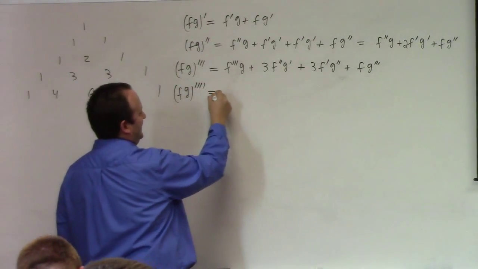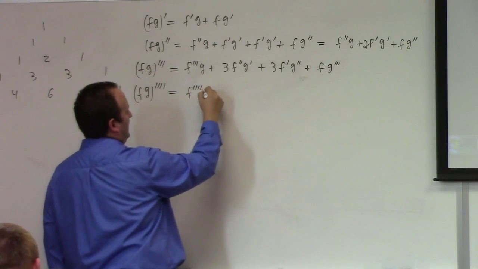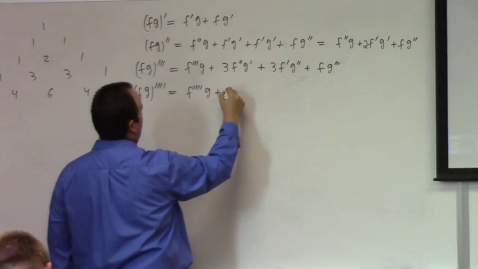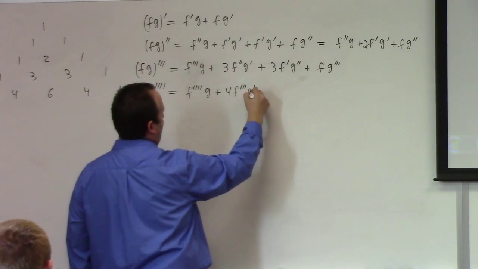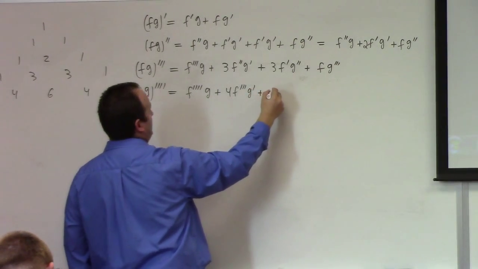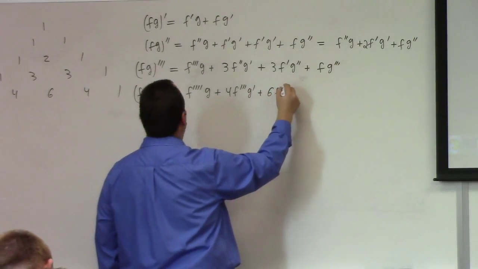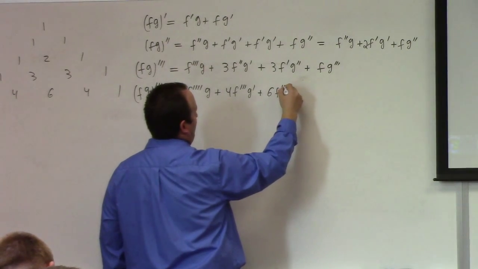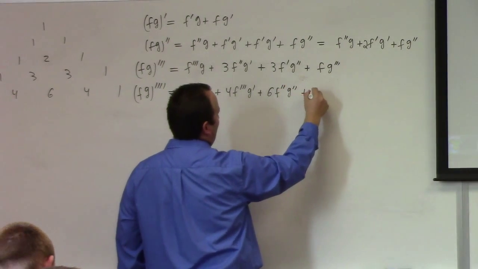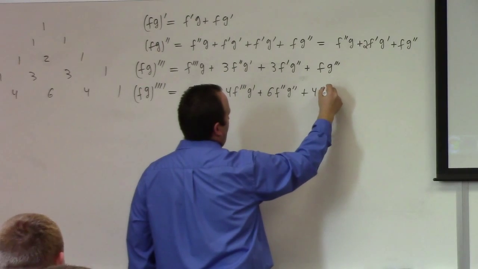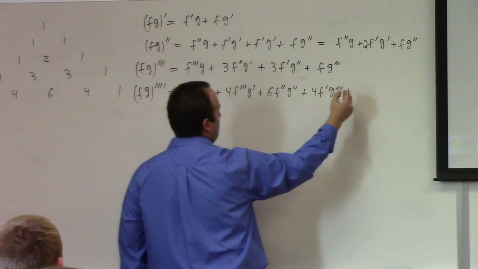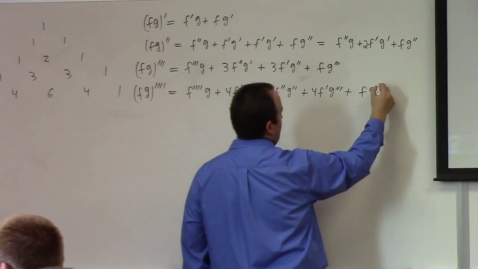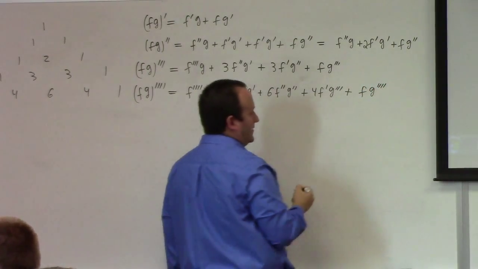Four primes, it's going to go f 1, 2, 3, 4 primes, g plus 4 f prime prime prime g prime plus, I'm getting tired of writing this. I'll suffer this one, but this is the last one I'm writing. F prime prime g prime prime, plus 4 f prime g prime prime prime, plus f g quadruple prime.